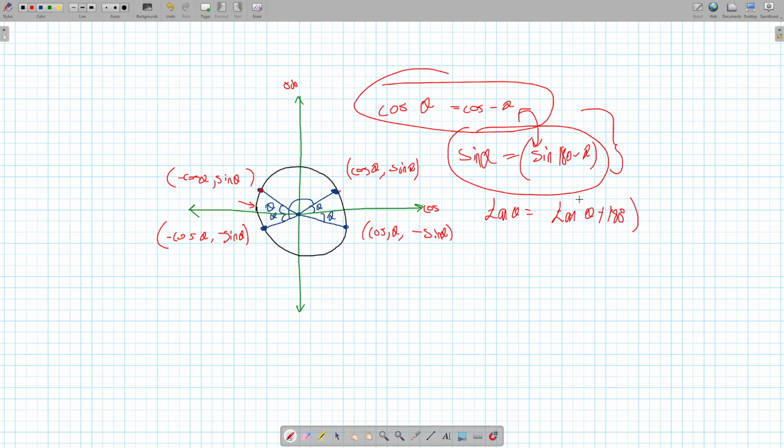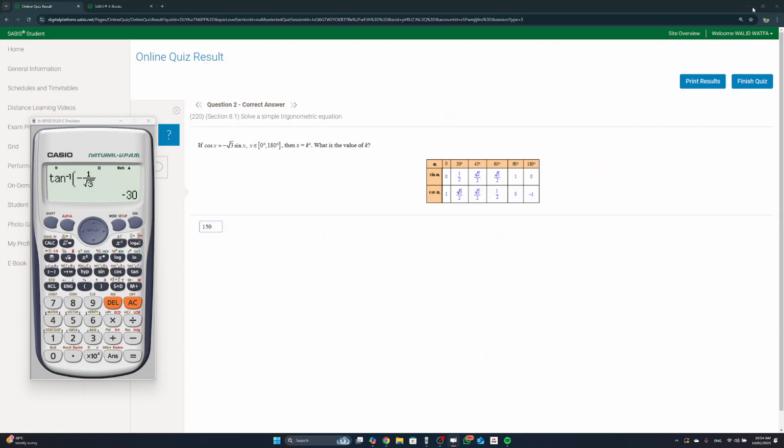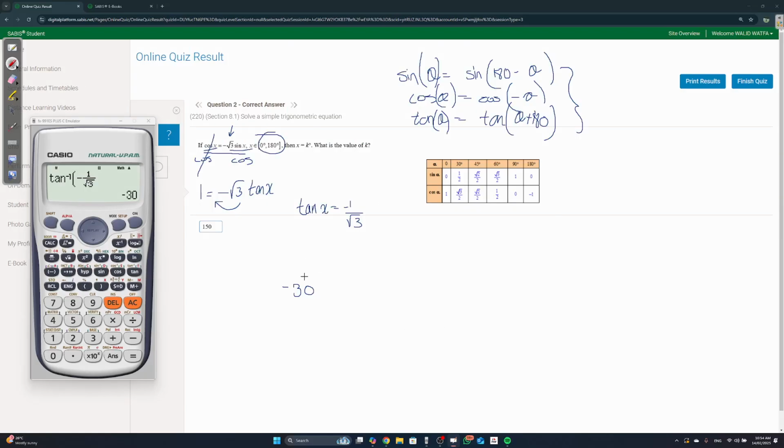80 degrees. If you want, you can put these, screenshot them, and please know them. For any angle, any solution you get for tan, 180 plus that angle will be correct as well. So we do 180 plus negative 30, and you should get 150. Simple as.